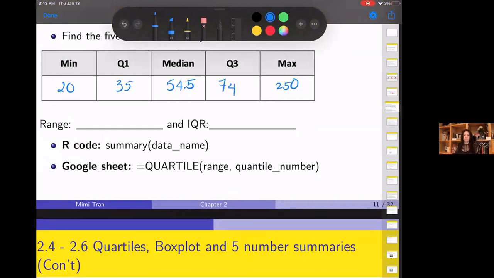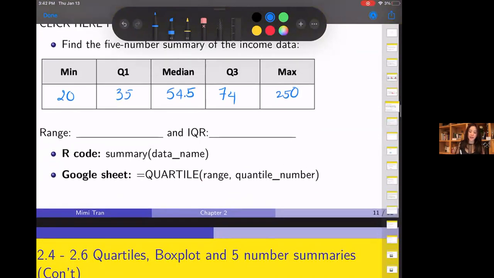R is not required for the class, but if you can use it, awesome. I would love to see you use it, but Google Sheets you need to know, and a calculator. But I use R a lot, so I want you to understand what I'm doing.